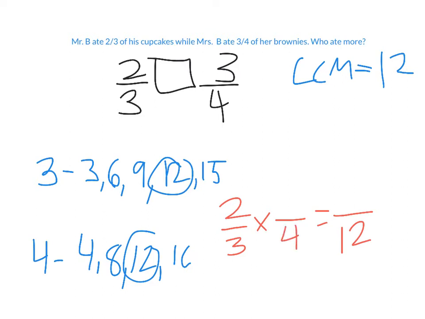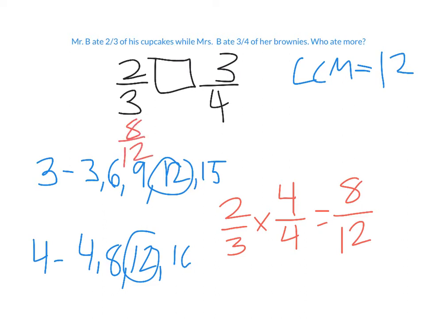Now I need to fill in the top. And I know that if I want to multiply by 1, I have to have 4 over 4, because that's the same as 1 whole. So 4 times 2 is 8. So that will give me 8/12 is equivalent to 2/3.